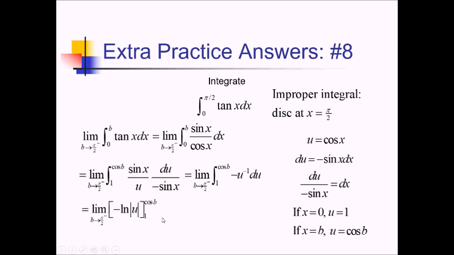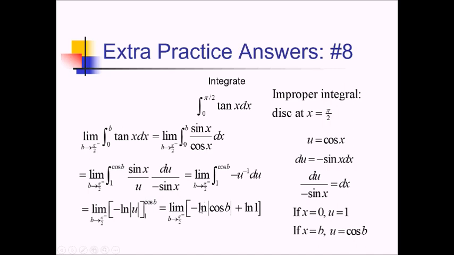Now, if we actually plug all that in, we have negative ln absolute value of cosine of b minus, so plus ln of absolute value of 1. ln of 1 is just going to be 0, so that's not really going to make much difference here. But now we have to consider what happens to cosine of b as b approaches pi over 2. Well, at pi over 2, cosine takes on a value of 0, so you're approaching 0 here.